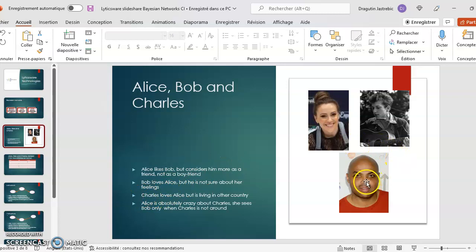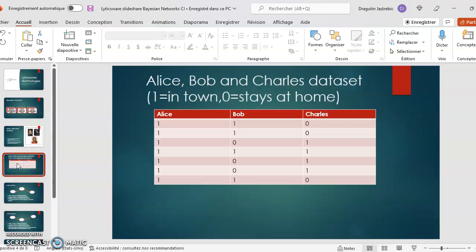And then there is Charles. Charles loves Alice, but is living in another country. And Alice, in her turn, is absolutely crazy about Charles, but she is not able to see him frequently, and she sees Bob only when Charles is not around. So with this, we can construct our data set in order to explain the conditional independence.